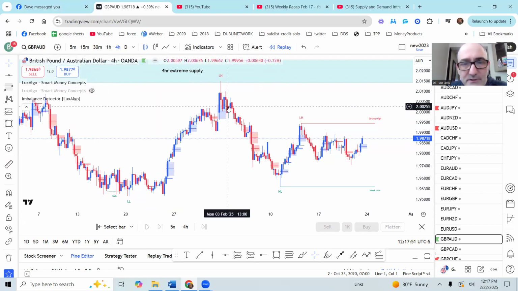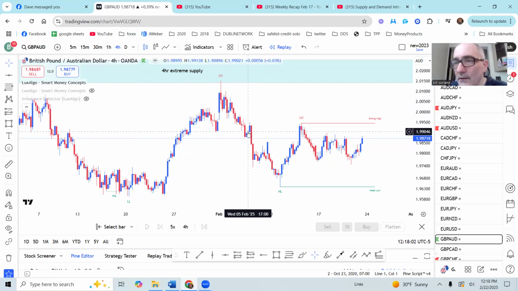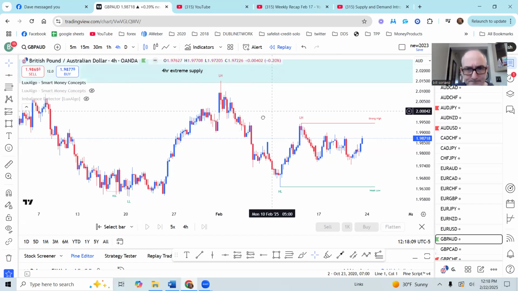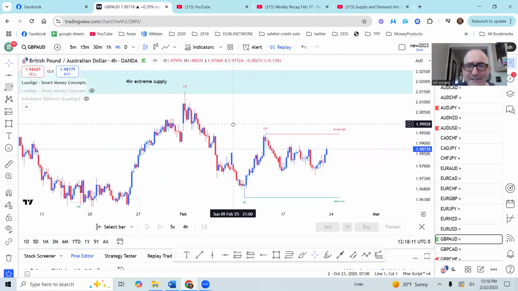You can see here there was imbalance back here that was filled. There was a thin imbalance here, but that got filled. So all this price action right now is efficient. So there's no inefficiencies, and that's what imbalance means. There's no imbalance, so we can't really get in from anywhere there.